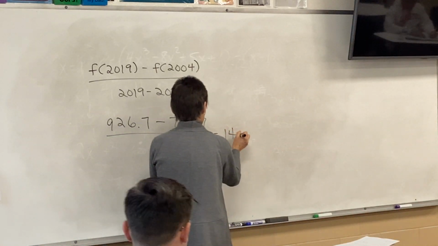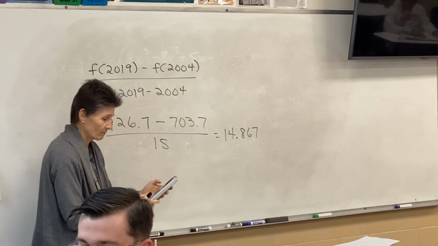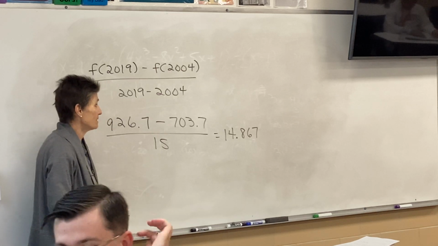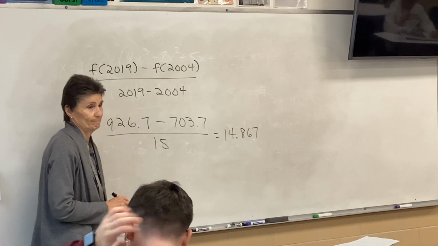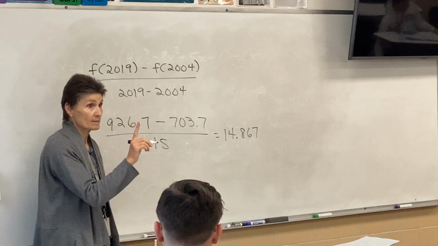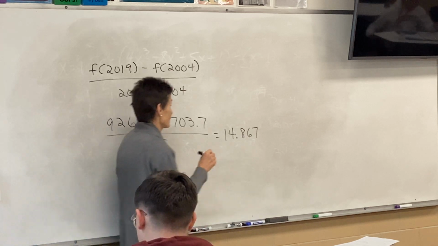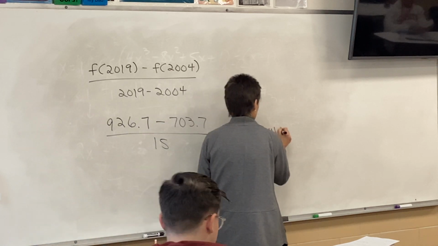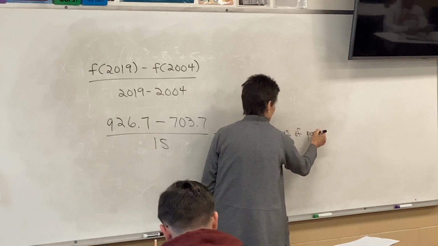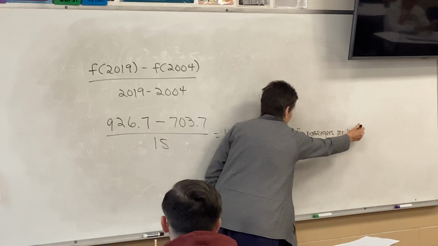I got 14.867. Does that sound about right to everybody? Okay, what's the unit on that? 14.867 what? Millions of passengers per year. So millions of passengers per year. Okay.